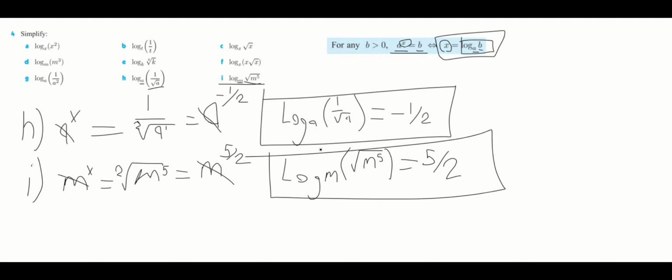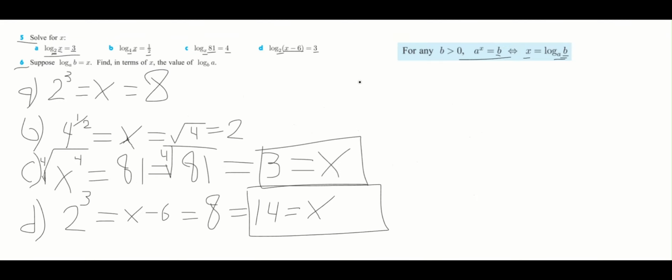Perfect. Question 4, done. Okay, awesome. And then the only thing we have left is question 6. So question 6, suppose log base a of b equals x. Find in terms of x the value of log base b of a. I think the easiest thing to do here is what we've done in every other situation, and bring it to the exponential. So these are in terms of the logarithmic statement. Let's bring it to the exponential statement.